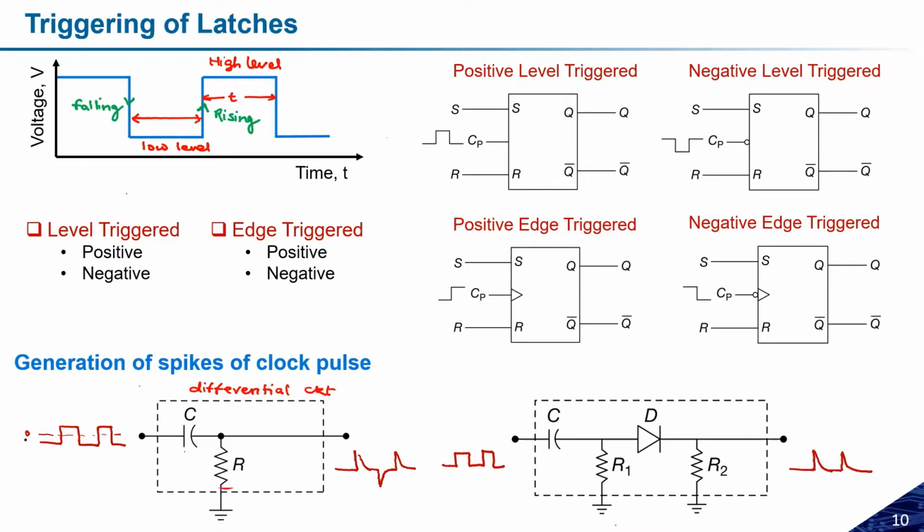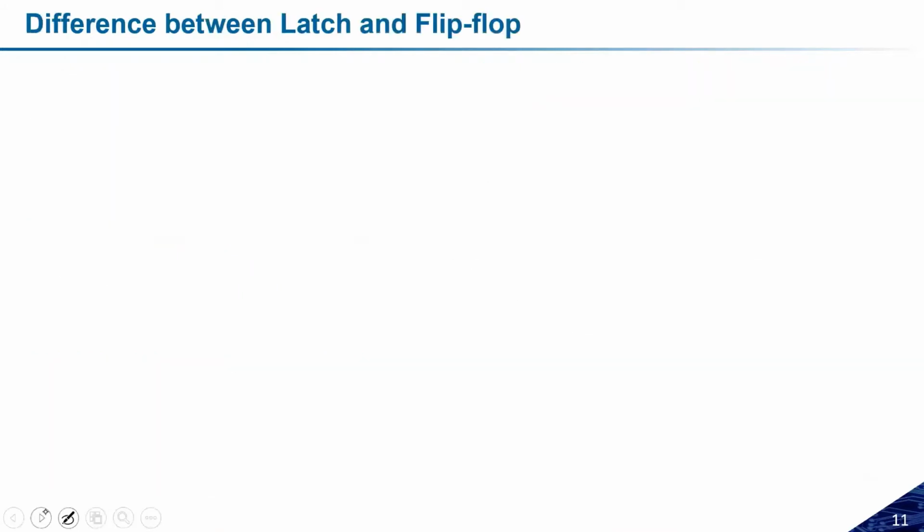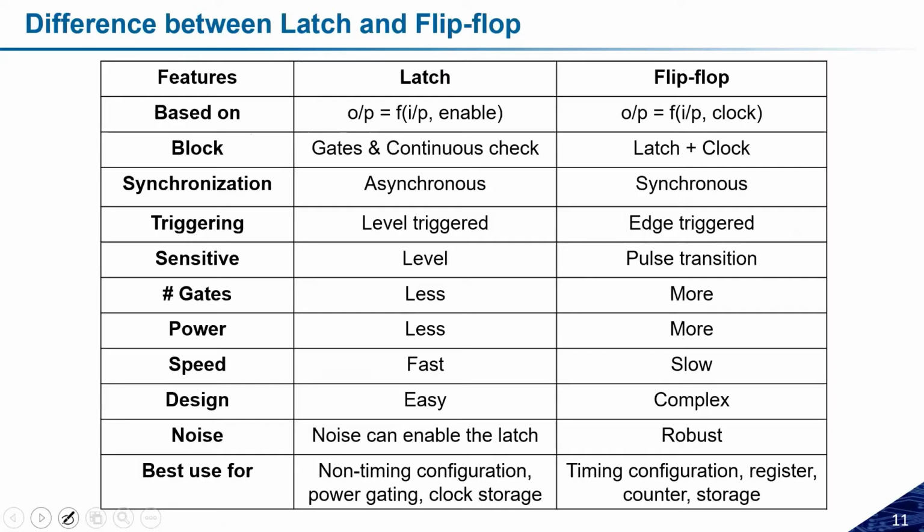Now let us move ahead with other things. This is really very important. I just told you there are some differences between the latches and the flip-flops, so let us try to see what those differences are. The simple difference is that latches are based on the input and the enable signal, whereas flip-flops are based on the clock and the input signal. So the clock plays a major role in the circuit.